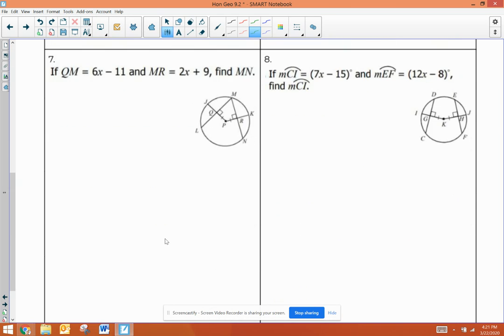All right, now with some algebra. If the measure of segment QM equals 6x minus 11, the measure of segment MR equals 2x plus 9, find the measure of segment MN. So this is a whole big situation, just to set them equal to each other. And let's go from there.